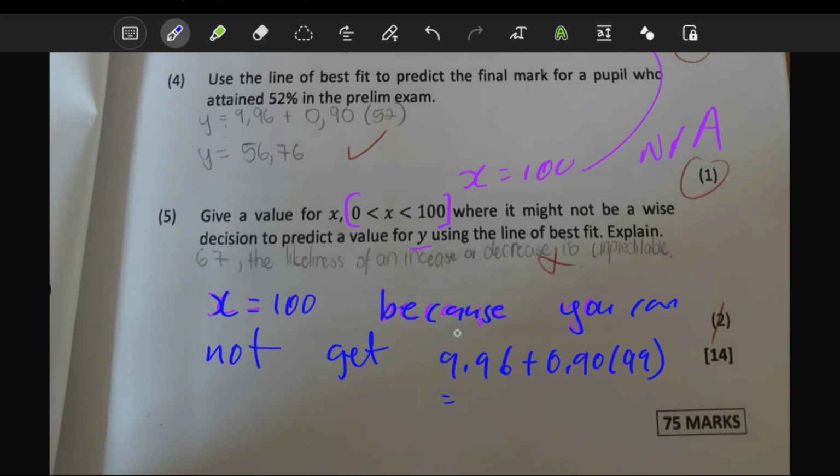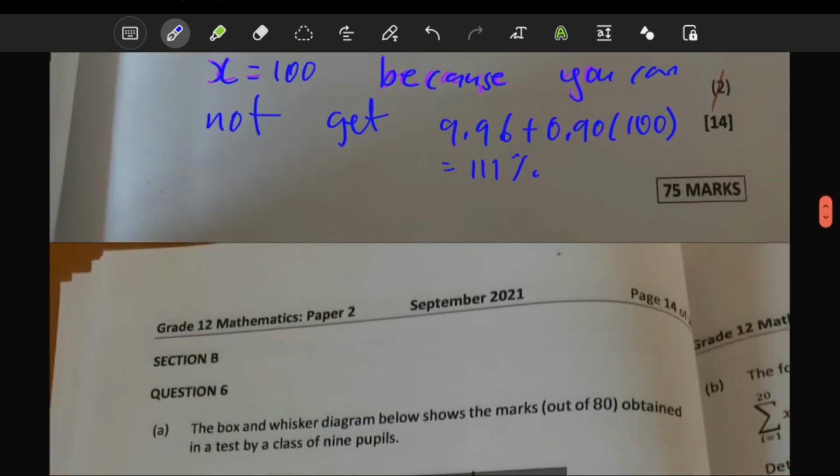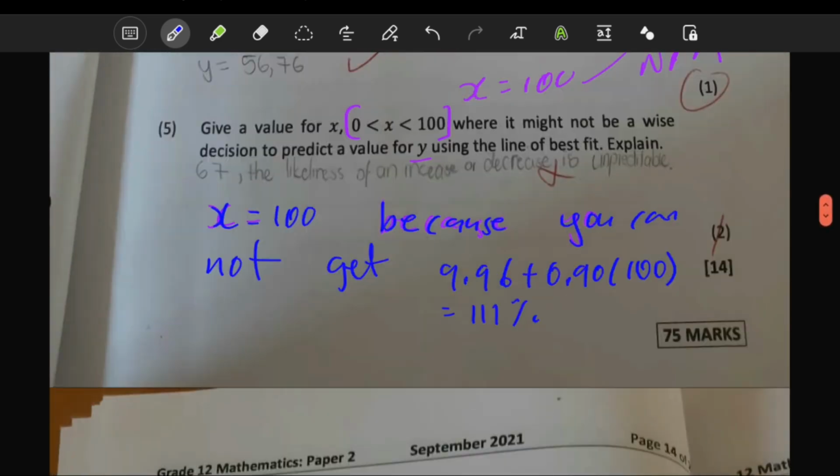Let's say x is equal to 100, because you cannot get, let's throw 100 in here, 100 in there, because you cannot get 10.86%. Well, if you round it off, it's just going to be 11%. So let's just say 111%, because you cannot get 111%, because if you throw x as 0, you are going to get roughly 111%. So that's what you can put there for question 5.